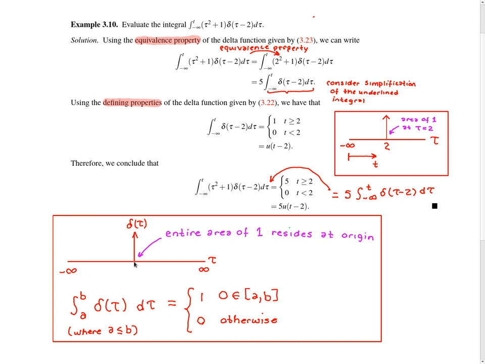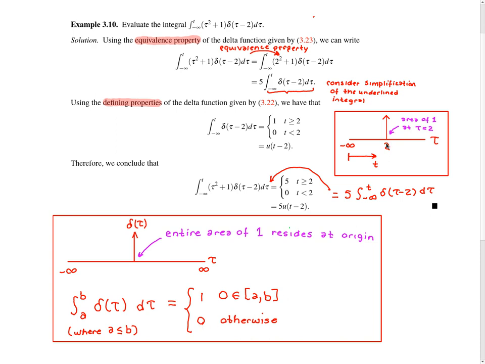And the specific circumstance under which we'll get 1 is if this point where the delta function is non-zero is in the interval that we're integrating over, in which case all of the area under this function, which is concentrated at this point where the delta function is non-zero, which is an area of 1, will get picked up, giving us an answer of 1. Otherwise we get an answer of 0.